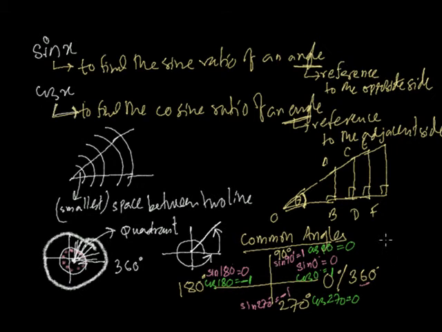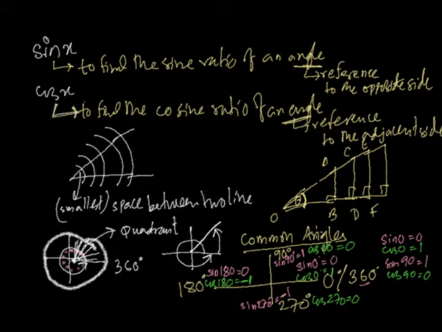So we can think of this: sine 0 is 0, sine 90 is 1, so cos 0 is 1, cos 90 is 0. Similarly, sine 180 is also 0, and sine 270 is -1. Similarly, cos 180 is -1, cos 270 is 0. So this is how this is working. So these are some of the common angles.